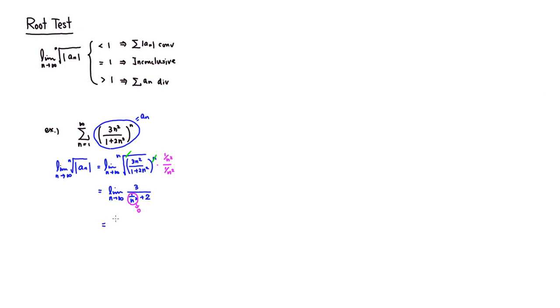So you have 3 over 2, which is greater than 1. Therefore, we know that this series is divergent. So that's how we use the root test to determine the convergence or divergence of a given series. You can see that this is very similar to a ratio test. So the root test and the ratio test are very, very similar. That's it. I hope that this was clear.